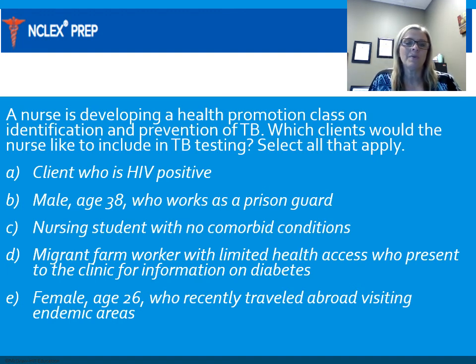Okay, so this is going to be A, the client who is HIV positive, for sure. You're going to also want to include B, the prison guard, because they are working in close conditions. C, you do not need to test. D, the migrant farm worker, you definitely need to test. And E, the female who has traveled outside of the country also needs to be tested as well.